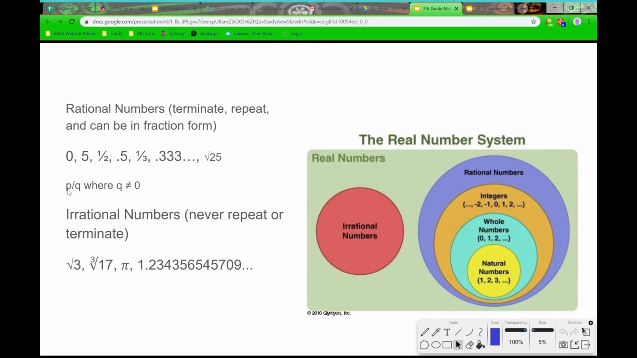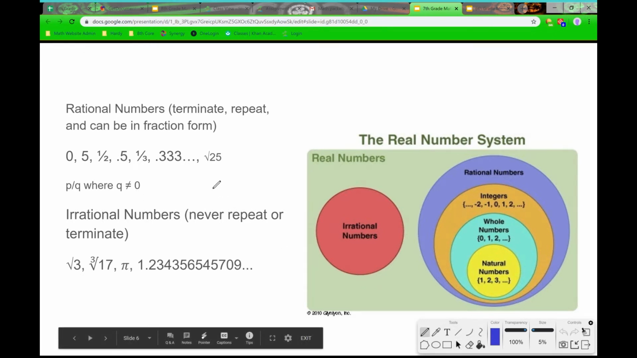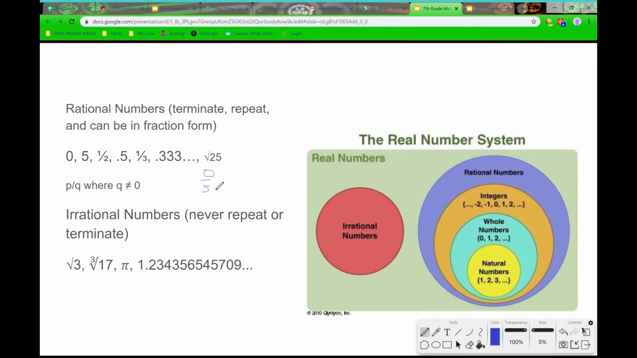This here, you'll see this very often. It says P over Q where Q is not 0. The definition of a rational number is a rational number divided by another rational number as long as that Q is not the number 0. So I can say 0/5, that's rational because 0 divided by 5 is 0. So that is a rational number.